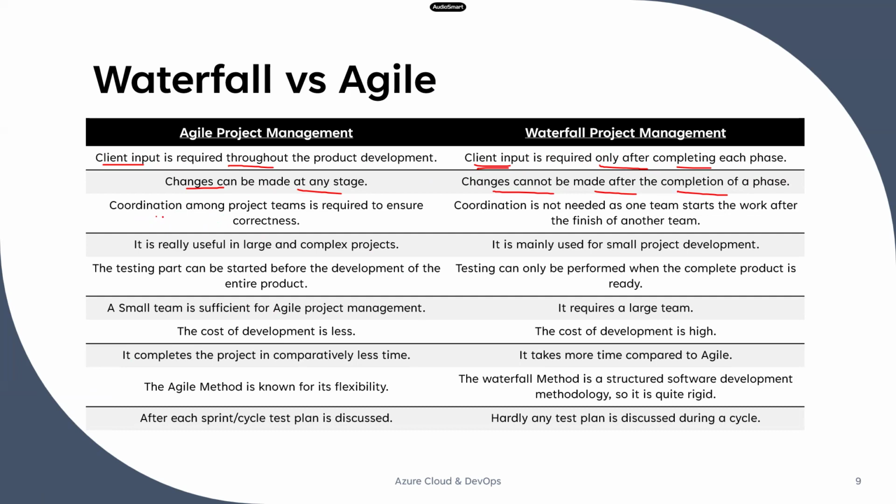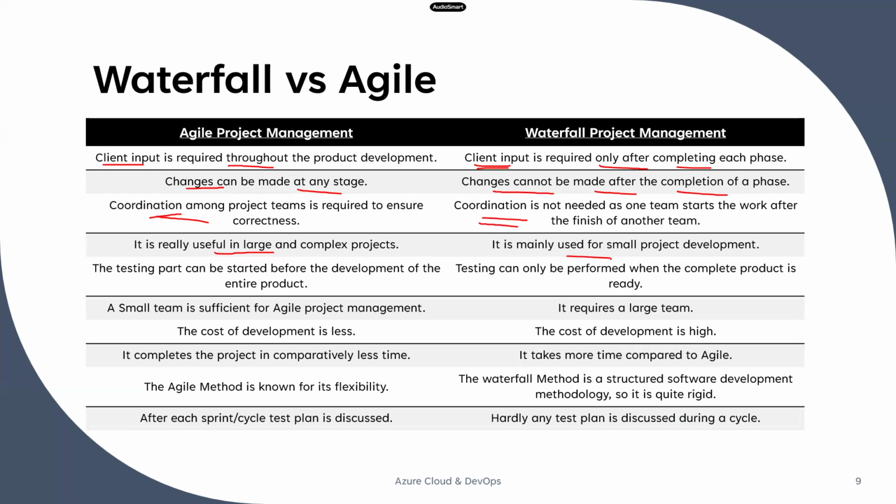And here we need coordination with the project teams. There are different kinds of teams: project management, development, operations, and so on. So we need coordination. In waterfall, we don't need as much coordination as in agile, because a dedicated team works on a dedicated phase. Design will be done by the design team, development by the development team, so we don't need much coordination. And it's really useful for large and complex projects.